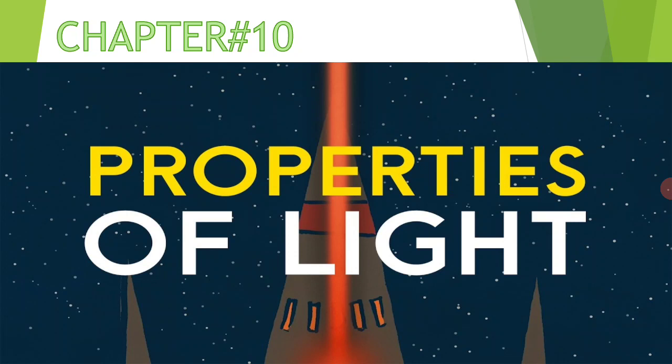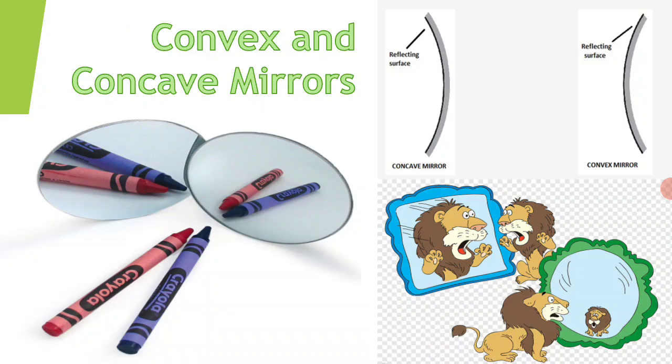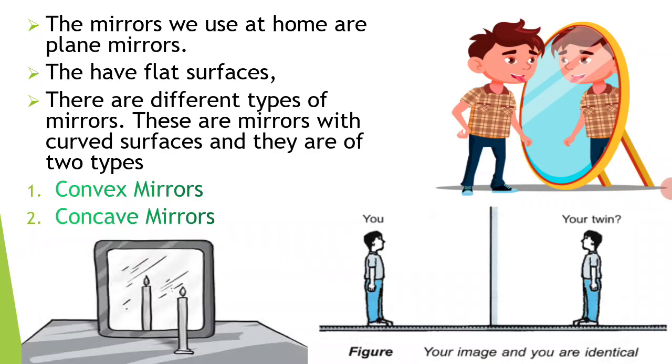As you know, we are discussing chapter number 10, properties of light. Today the topic of our discussion is convex and concave mirrors. The mirrors we use at homes are plane mirrors. They have flat surfaces, so plane mirrors will form your identical or twin image on the mirror. We have already studied plane mirrors in detail.